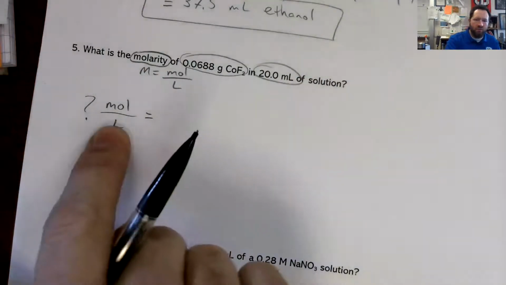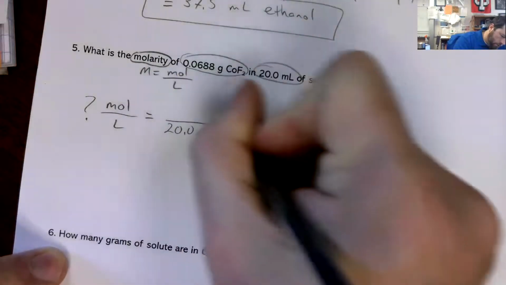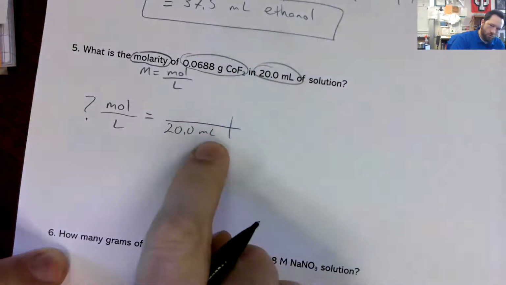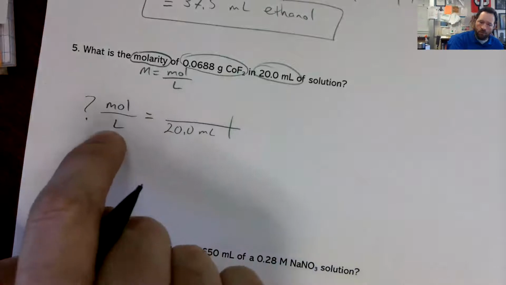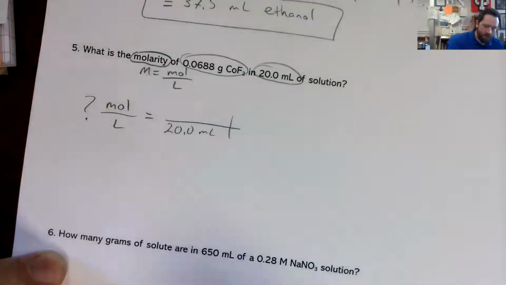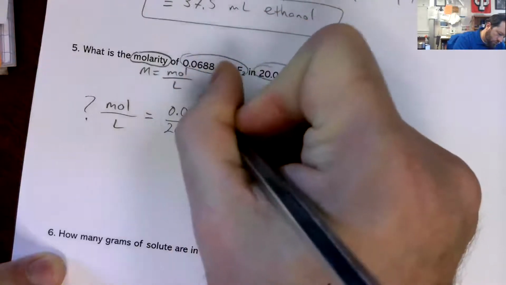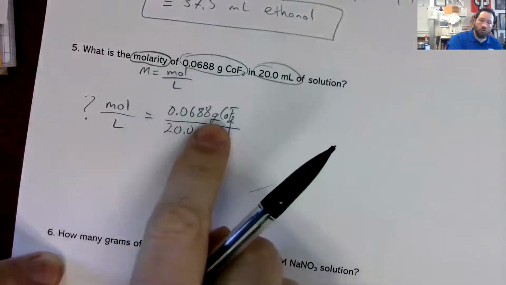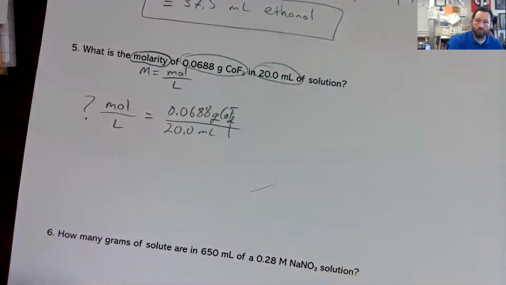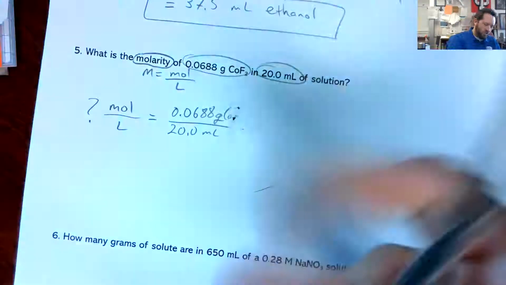Milliliters, hey, I can convert that to liters. So I'm going to put that on bottom because we're going to go milliliters to liters. I want this on bottom because I want to end with liters on the bottom. And then up top, I've got my grams. 0.00688 grams, CoF2. Put that on top, and I can go grams to moles. We've been doing that for the last 2 weeks. That's not a bad conversion to make.